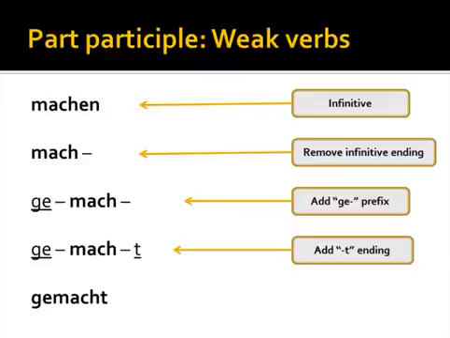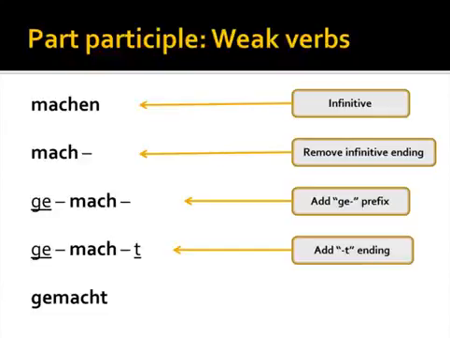And this is pronounceable, so gemacht. We're moving from the ch at the end, at the back of your mouth, towards the t, which is pronounced at the front of your mouth, so gemacht. And this is easily pronounced, and therefore we don't have to do anything else to the stem besides add the ge prefix and the t ending.